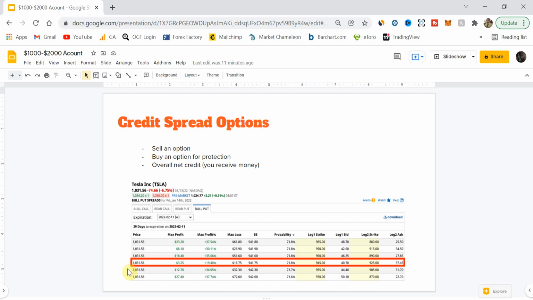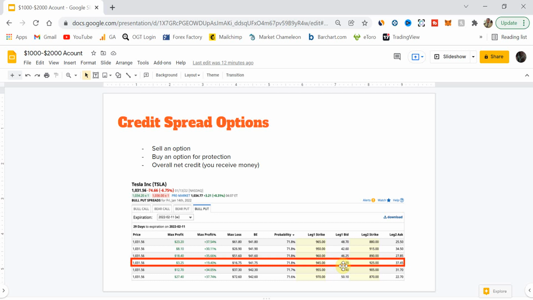So the current price of Tesla at the moment is just over $1,000 a share, or 1,031. And as I said before, you need to sell an option and you need to buy an option. So you need to sell an option and then buy a lower strike option. In this example, you'll be selling the 945 strike price, and you will receive $40.70. Now, as option contracts are in quantities of 100 shares, you would receive $4,070.